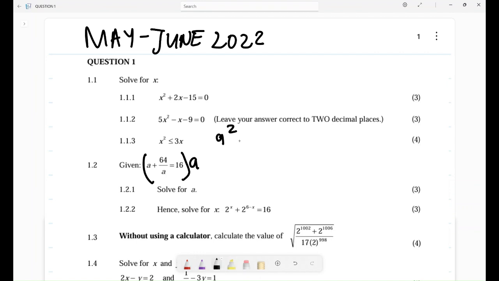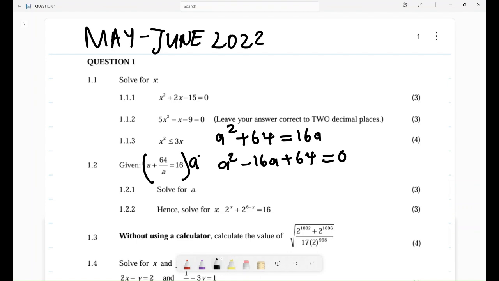A squared plus, this a cancels this a. You all agree with me? So I'm left with only 64. It is equal to 16a. Right? Then I apply the zero factor: a squared minus 16a plus 64.